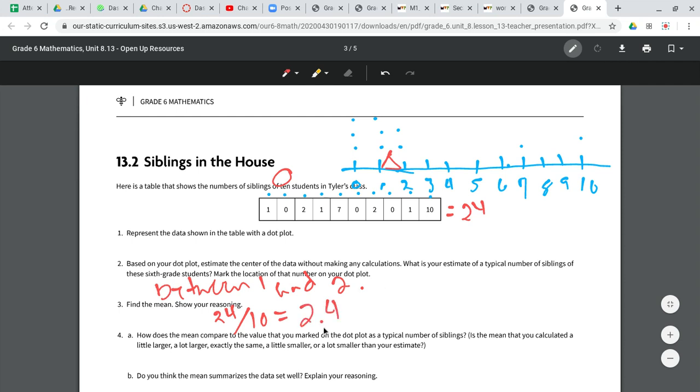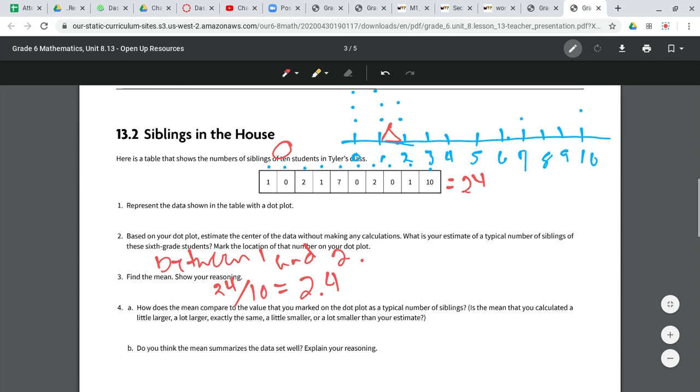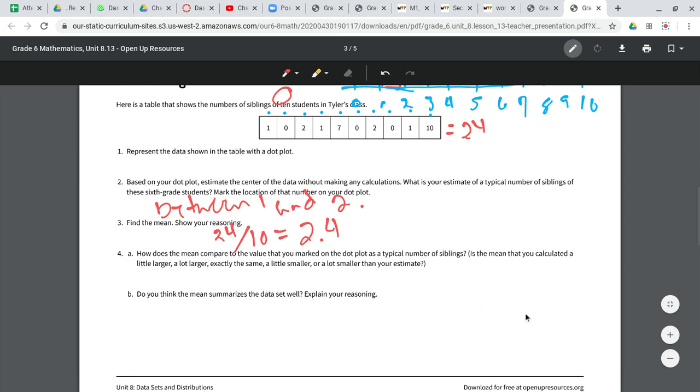So almost 2.5. So for 4, how does the mean compare to the value that you marked on the dot plot as a typical number of siblings? Is the mean you calculated a little larger, a lot larger, exactly the same, a little smaller, or a lot smaller? So if we look, we're at 2.4 versus somewhere between 1 and 2. So we're not a lot larger, so we are a little larger.